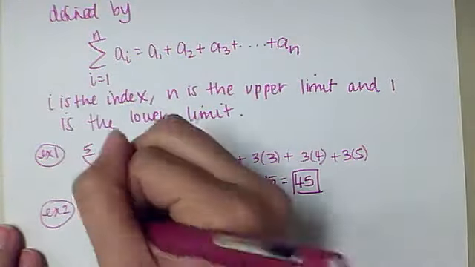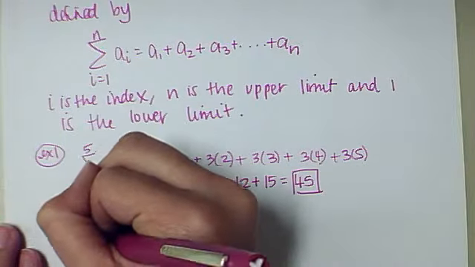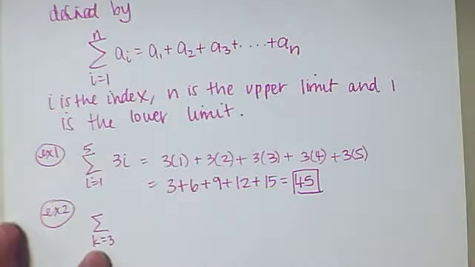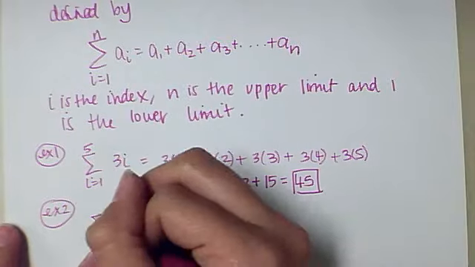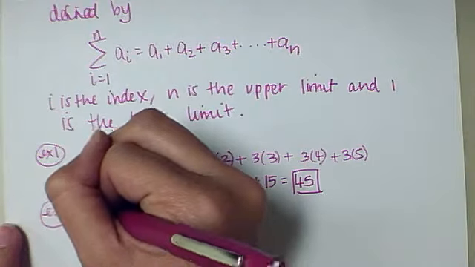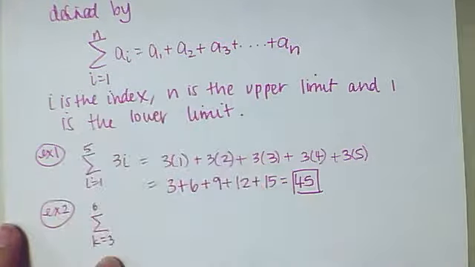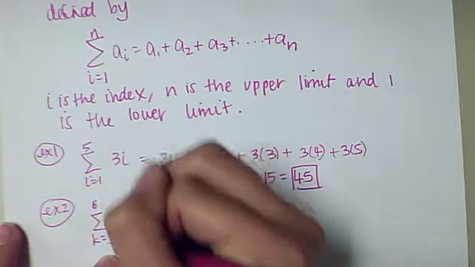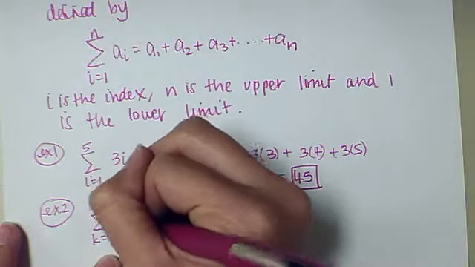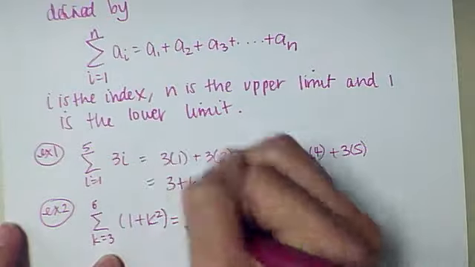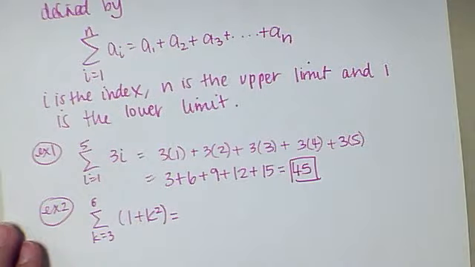If I look at another example, the summation of k equals 3, so k is just another letter for the index. 3 is the lower limit, and I want to go to 6 as my upper limit, of 1 plus k squared. I'm going to start at 3. I'm going to go till k equals 6.